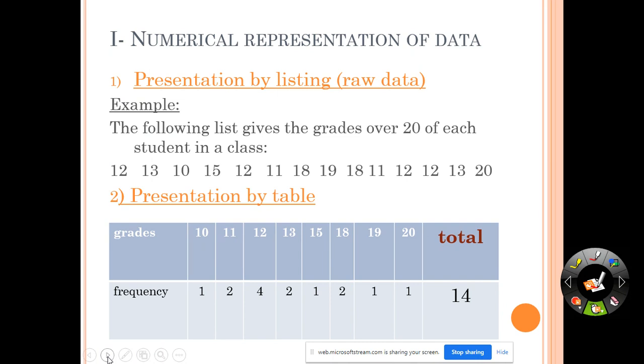How do we represent data? We can represent data in three ways: by listing, by a table, or by a circle or a bar graph. So, presentation by listing data.